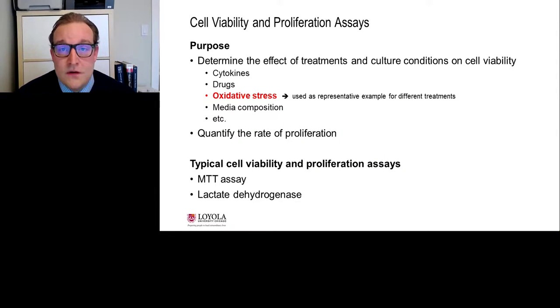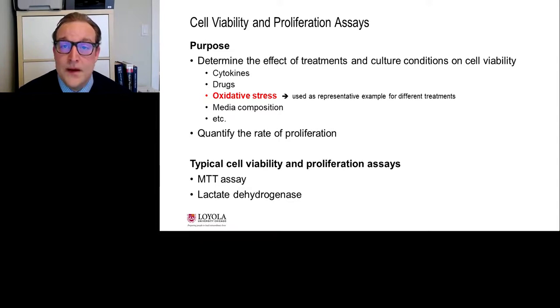One important component of optimization of these primary cell cultures is cell viability and proliferation assays. They really serve the purpose to determine the effect of treatments and also culture conditions on cell viability. This becomes important when we use drugs or therapies such as cytokines or oxidative stress to modify the exosome cargo that is secreted from these cells. Also, cell viability can be affected by the cell media and supplements used to grow and maintain these cells. We can also use cell viability assays to quantify the rate of proliferation, which is of critical importance for the scalability and efficacy of bioprocessing.